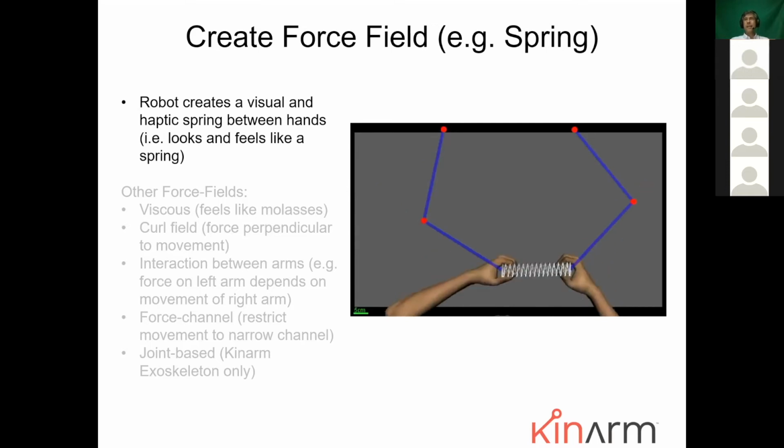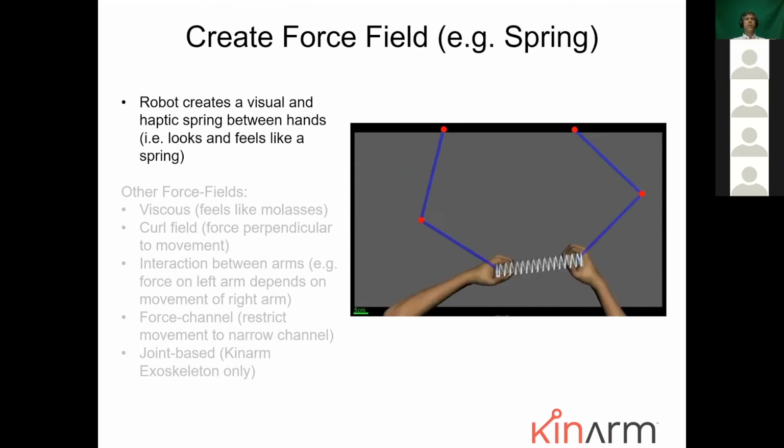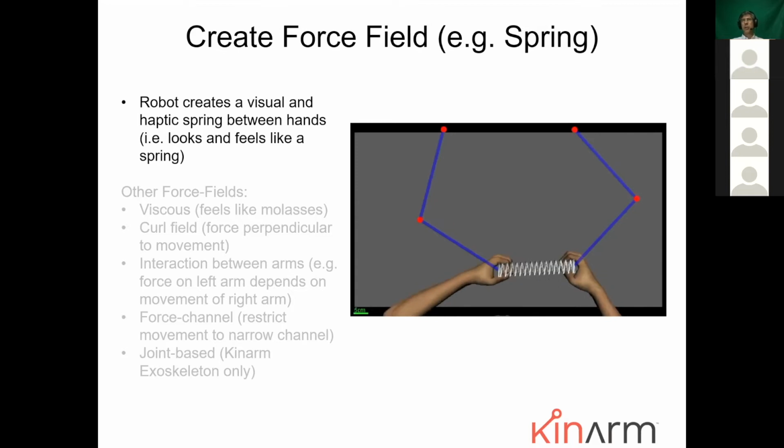In this particular example, we also added sort of the visual illusion. So we drew on a visual rendition of a spring to match what's going on with the forces. And this actually creates quite a powerful illusion. As I had mentioned this to Alex during the installation of the Kinarm.